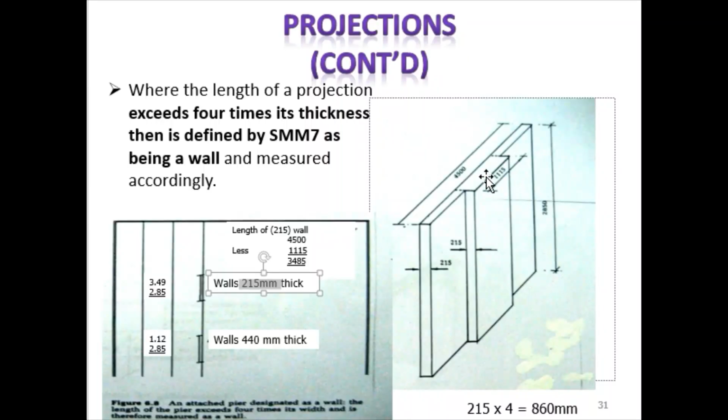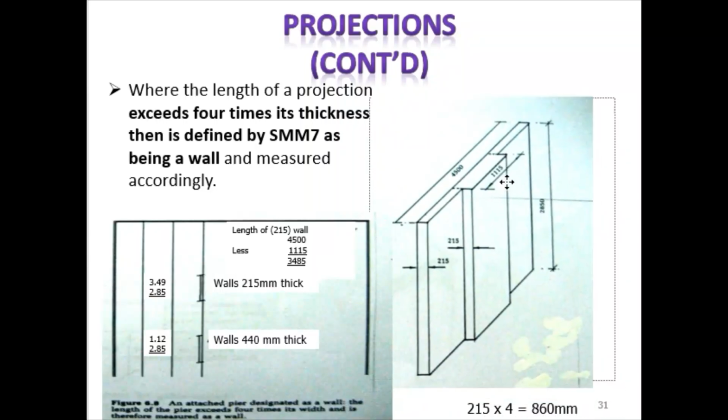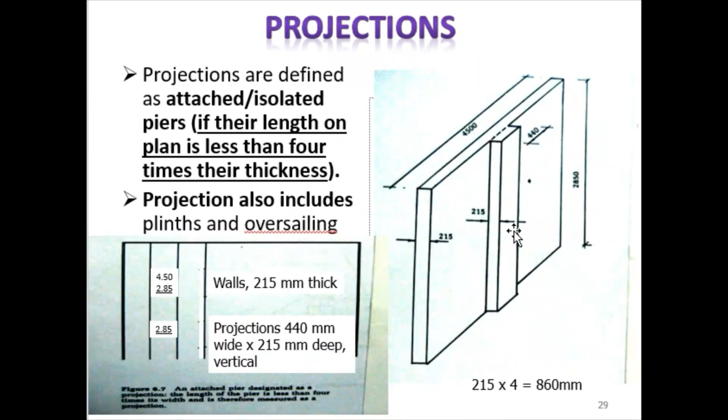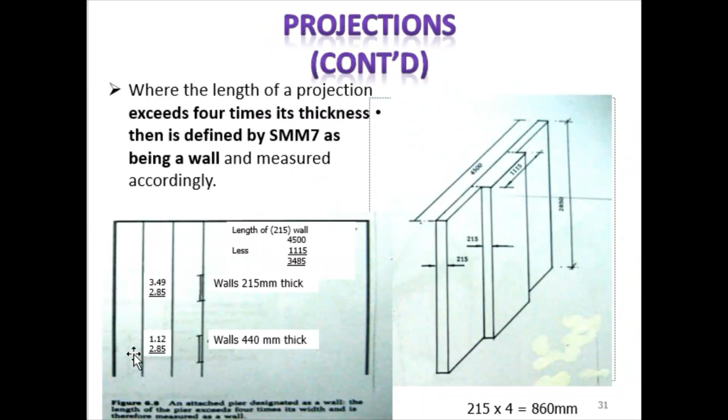So you see the difference between the projection as a linear meter and a projection that will be considered as a wall. If you stumble upon types of wall like this, you need to be very careful when you're measuring, whether to measure it as a linear meter where you state the height only, or to consider both as a wall but of different thickness.